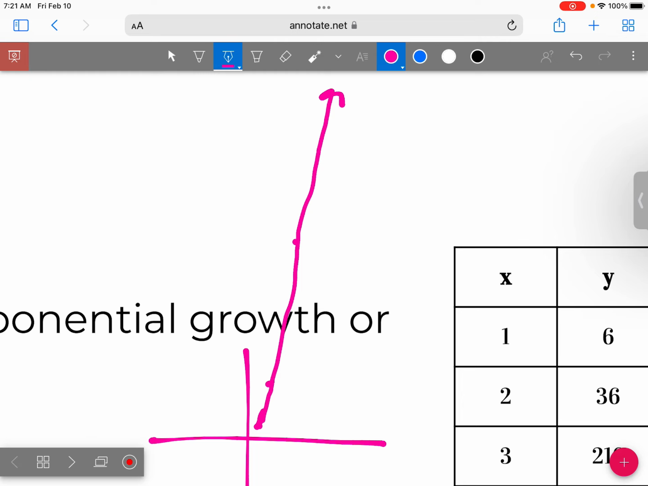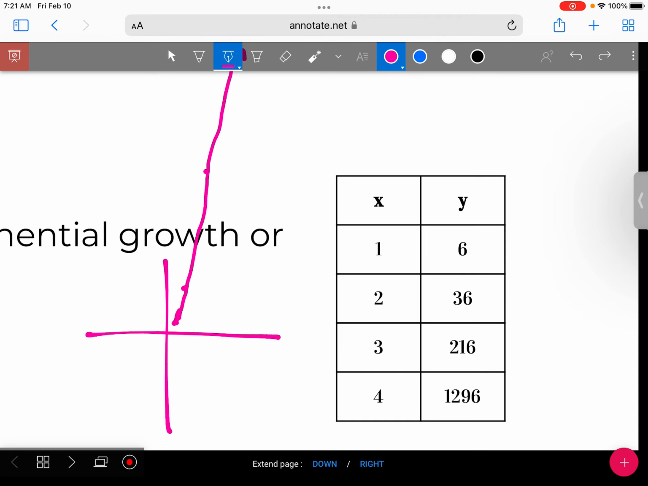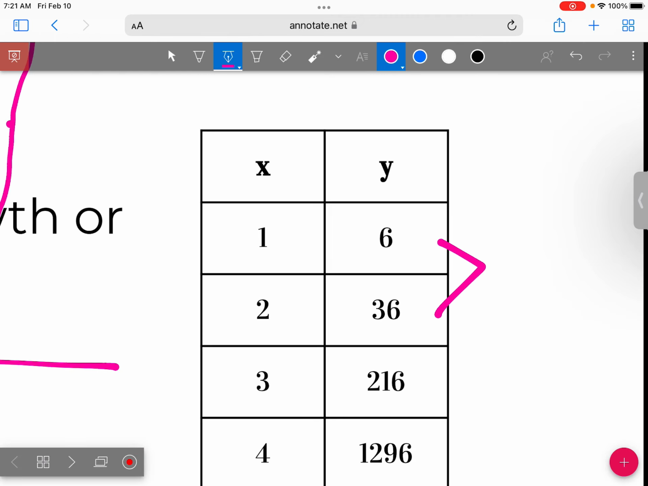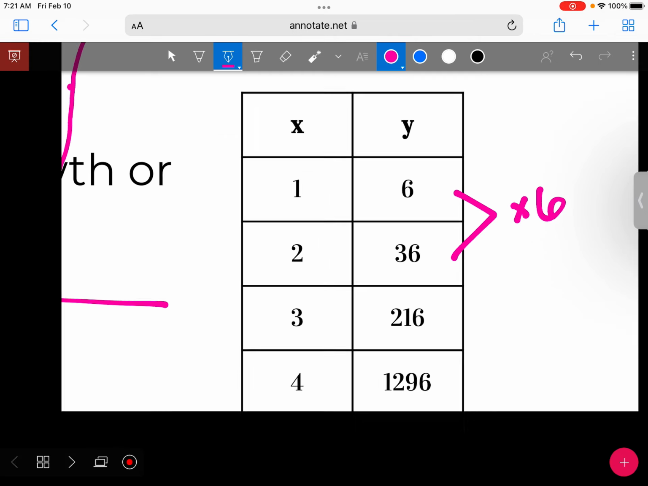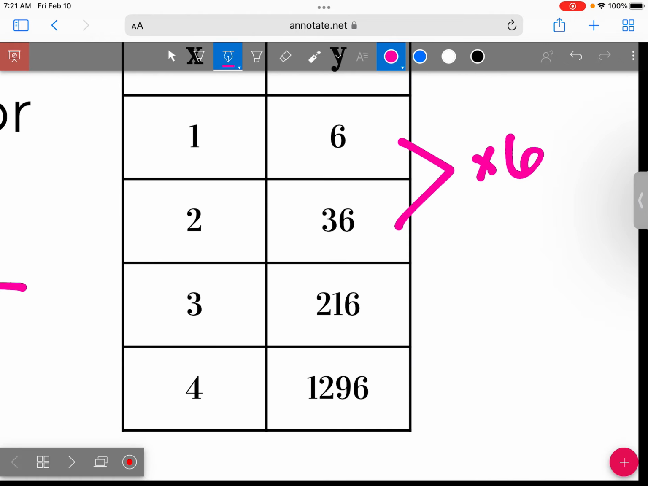What do you think? Remember when we had the bacteria problem last Tuesday? It's the very first day of this unit. When we said you're growing by 2 times, right? What are you growing by from each point to the next point? So from here to here, what do you grow by? Times 6. Or, yeah, you grow by 30, but times 6 is the same thing.